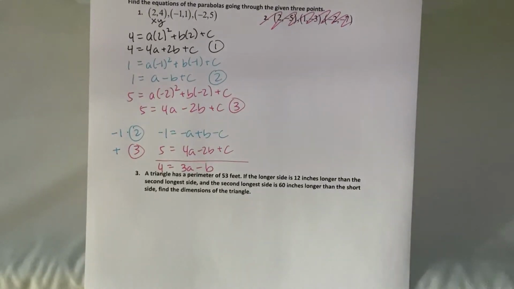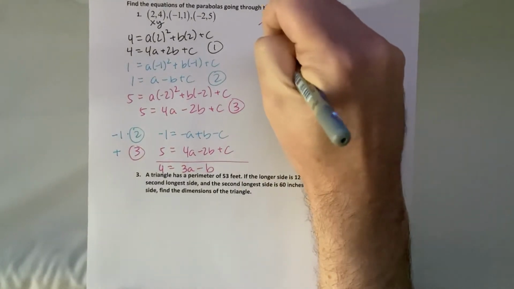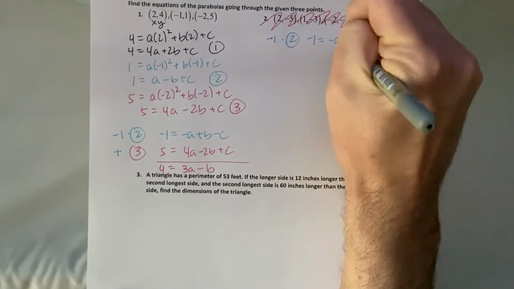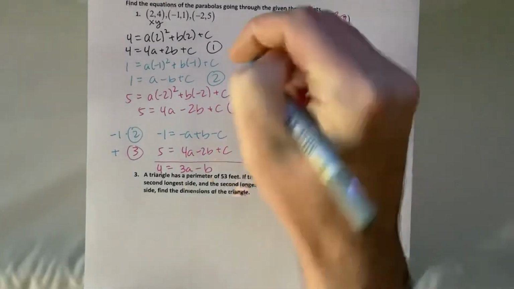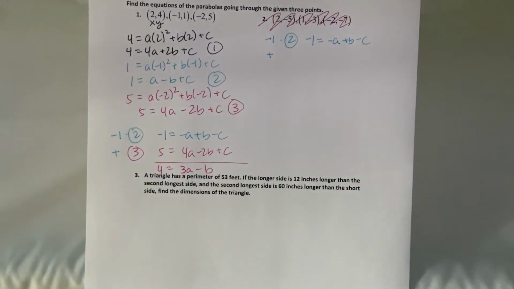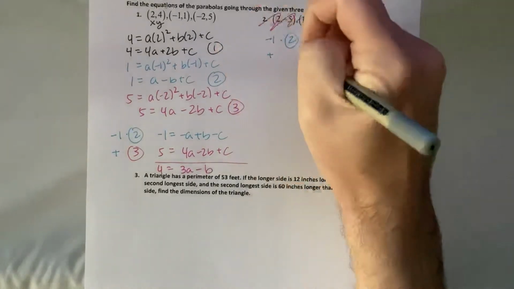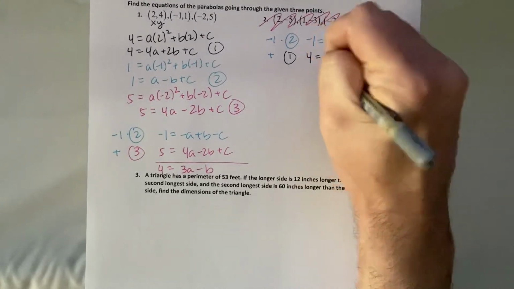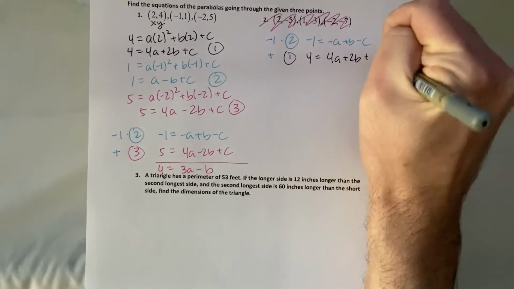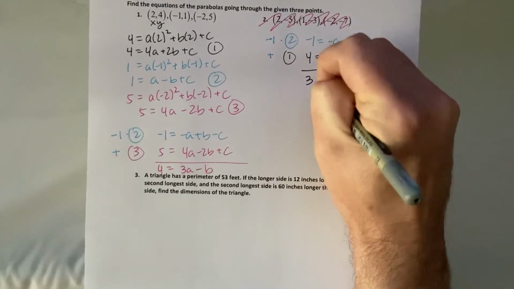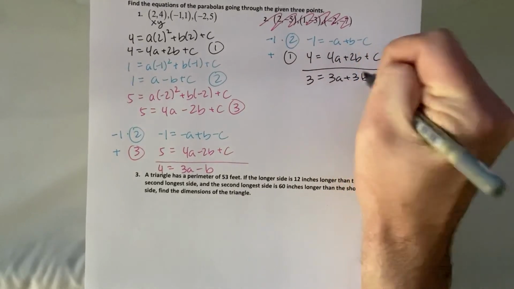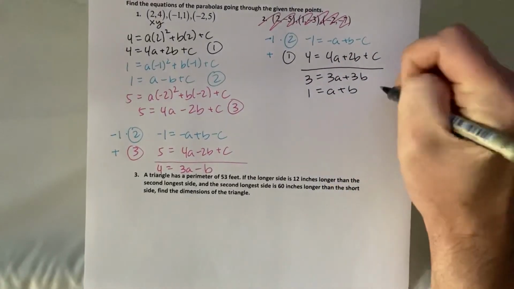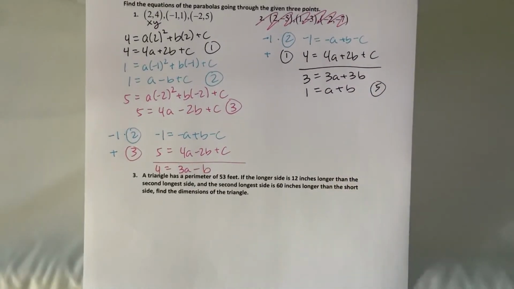Easy enough. I'm going to do the same thing. Negative 1 times equation 2. But instead, this time, I'm going to combine it with equation 1, which was 4 equals 4a plus 2b plus c, to give me 3 equals 3a plus 3b, which reduces to 1 equals a plus b. So now we'll call this equation 5 and the previous one equation 4.